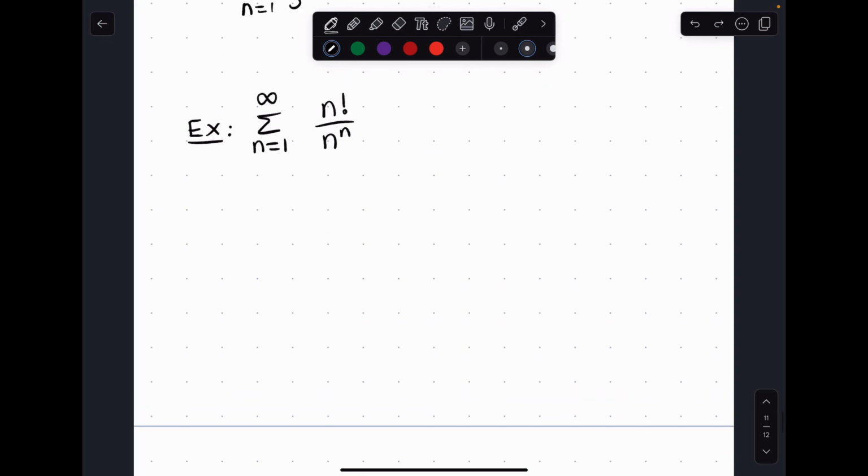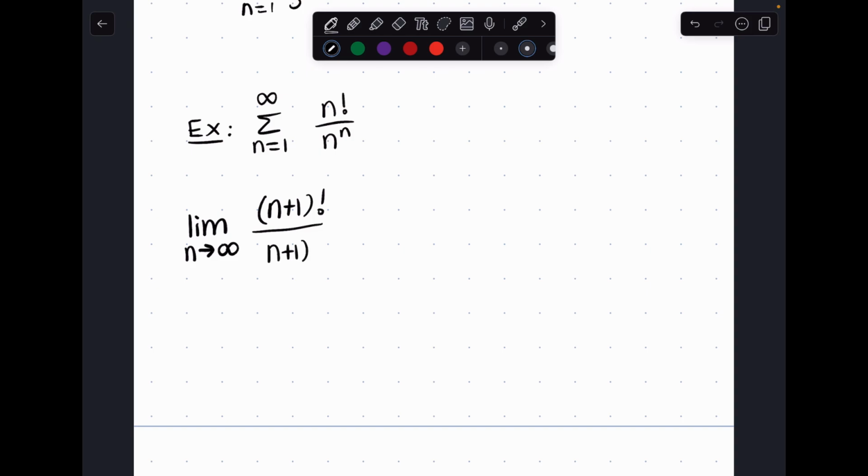All right, another problem. We have the series from 1 to infinity of n factorial over n to the n. And we're going to kind of play around with this one. So we see a factorial. Maybe we try ratio test. So we're just setting up ratio test, and we get a little bit of cancellation.